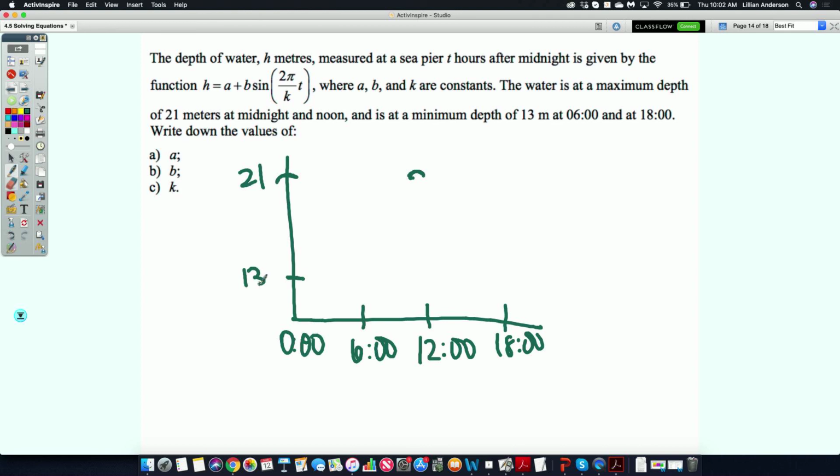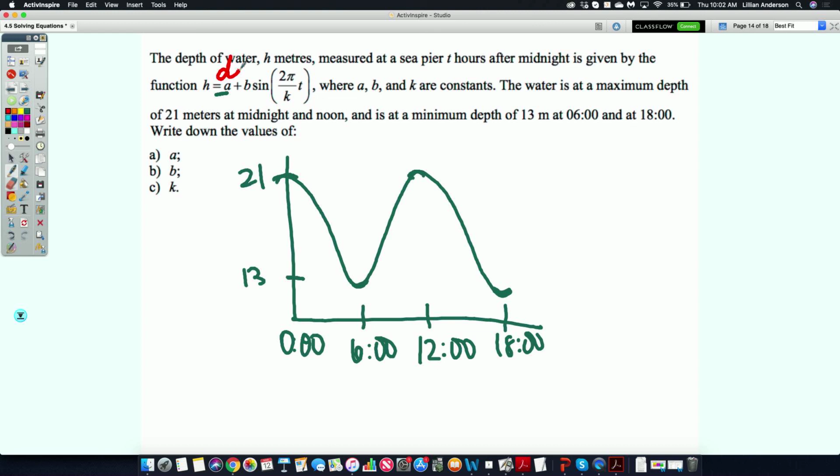Okay? So roughly, this is what your graph looks like. Now from here, you're asked to write down the values of A, B, and K. Now if you look, A is the number that's being added to your trig function. What would that correspond to in the general form that I just showed you? Your vertical shift, your D.